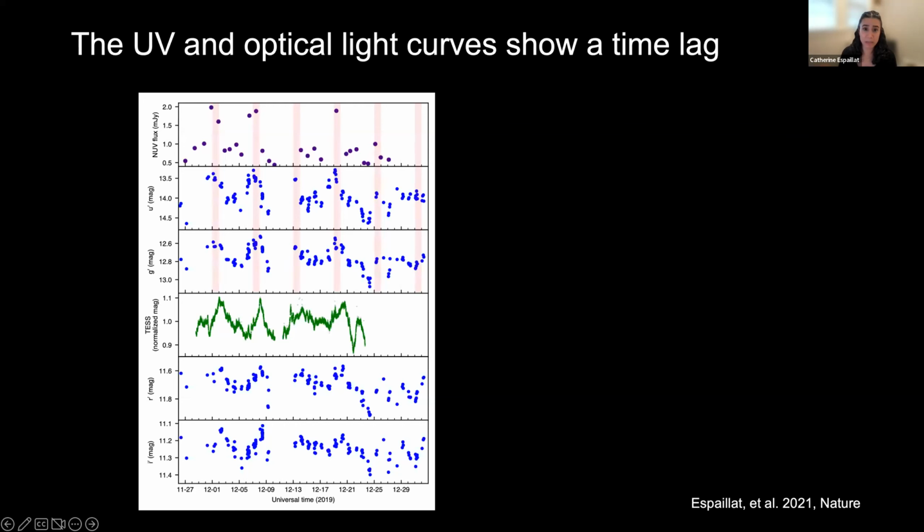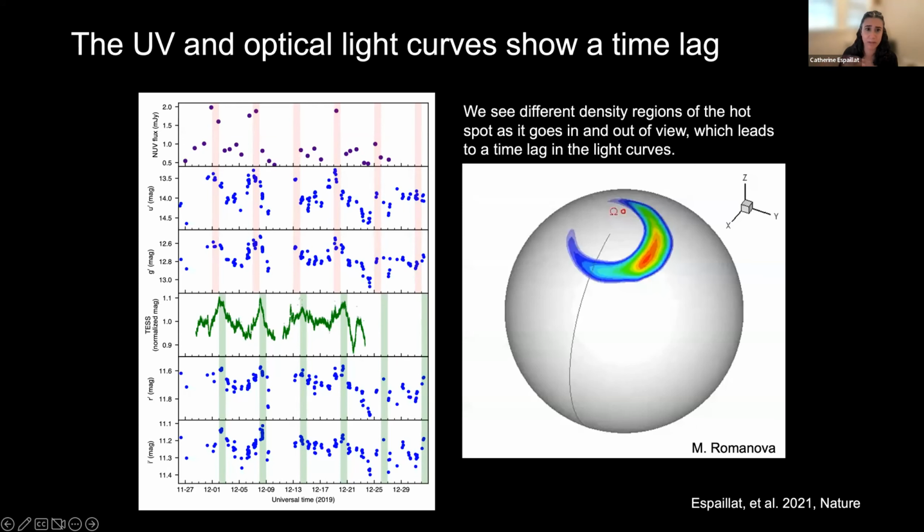So there's a time lag between the UV and the optical light curves. Here, the red shaded boxes are covering the peaks in the UV and also the G prime light curves, and the red boxes are separated by the rotation period of the star. And then these green shaded boxes are overlapping the peaks in the TESS and the R prime and I prime light curves, and they're also separated by the rotation period of the star. And you see that the optical light curves peak a day later. The green boxes are shifted by a day after the red boxes.